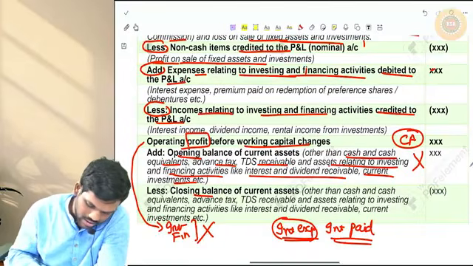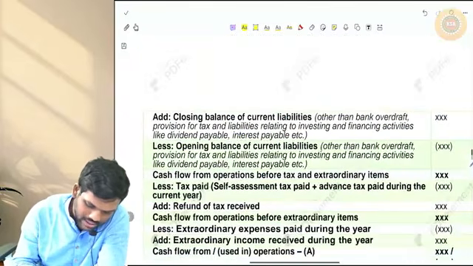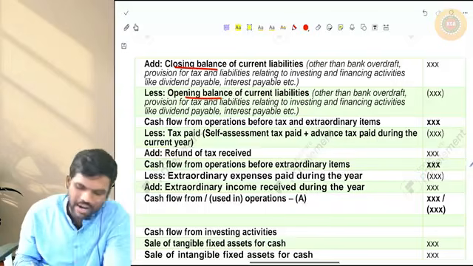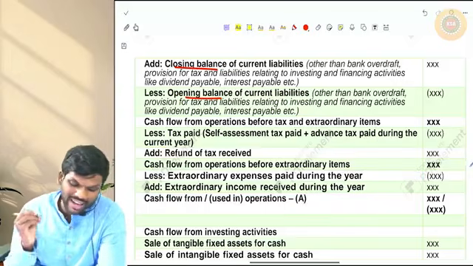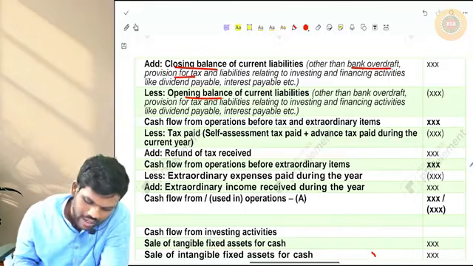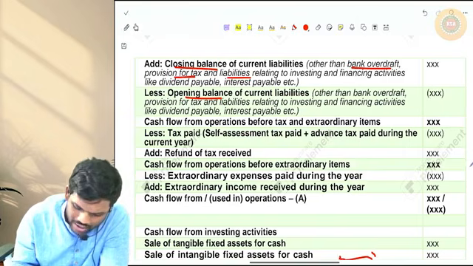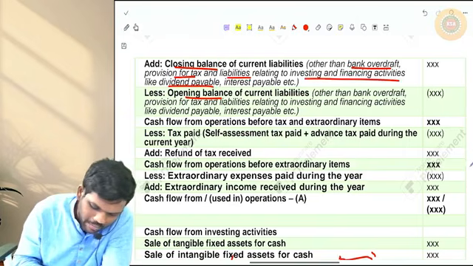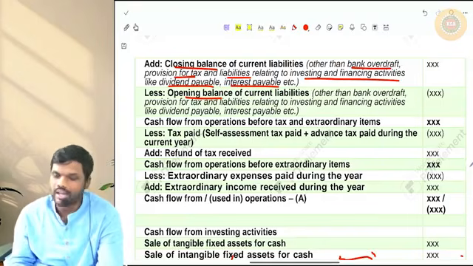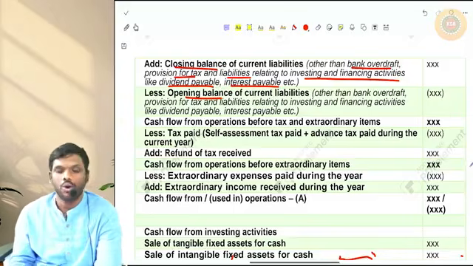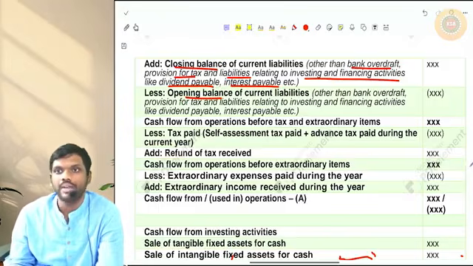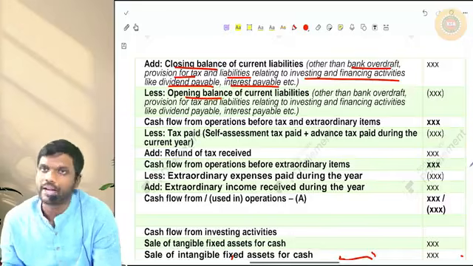Then once you're done with current assets, go to current liabilities. For current liabilities, it is opposite. Add closing balance of current liabilities and subtract opening balance of current liabilities. While taking current liabilities also, don't take bank overdraft, don't take tax related liabilities, and don't take any other liability relating to investing and financing activities like dividend payable, interest payable, etc. So ensure that these current liabilities are excluded. They should not be considered as a part of working capital changes.